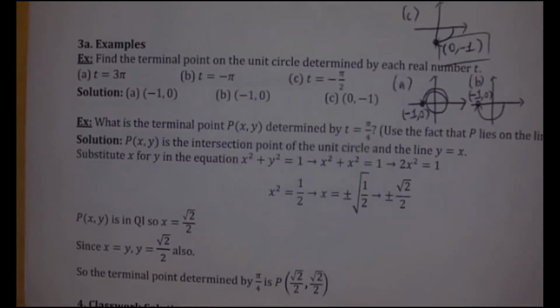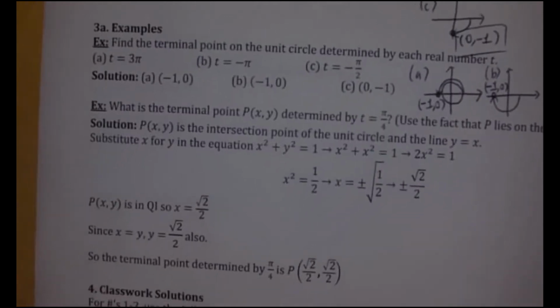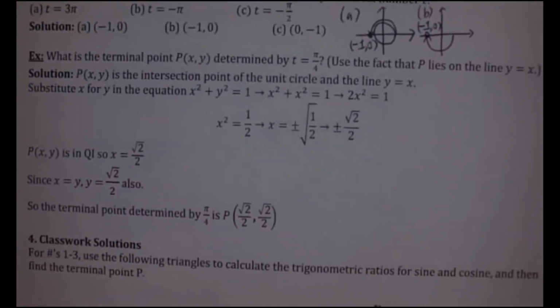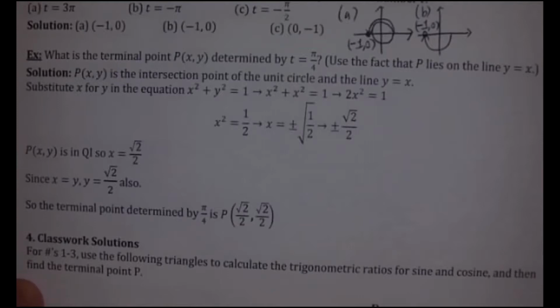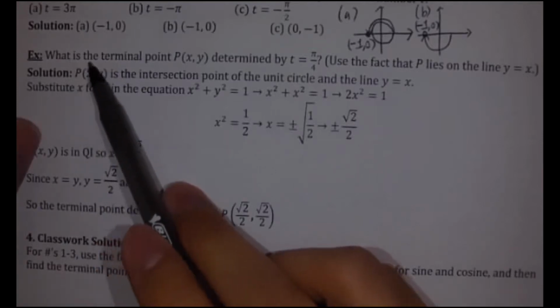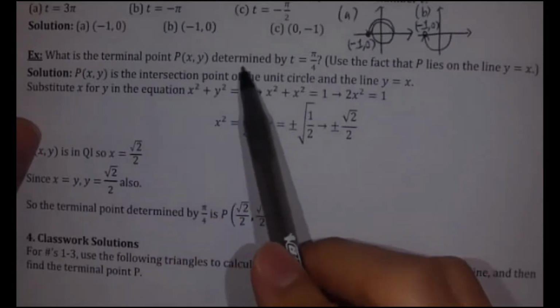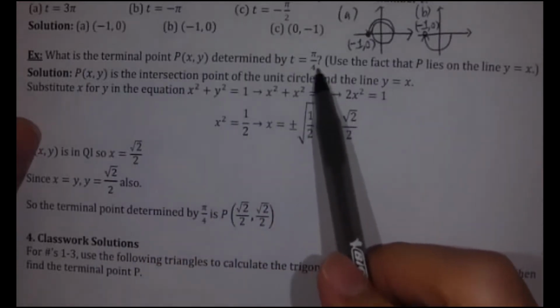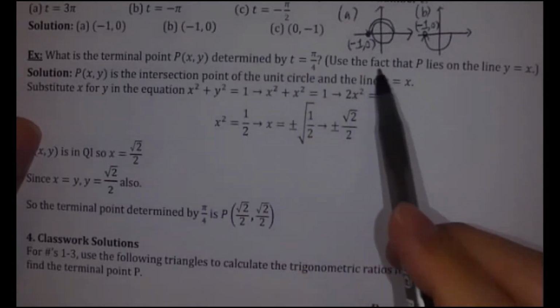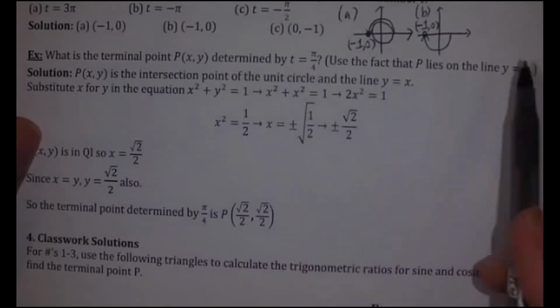Okay, all right, for the next question, actually, let me just stay here on the dot cam because I did want to draw something for this. Okay, sorry, I know this is hard to see, but let me read it for you. So it says, what is the terminal point P(x, y) determined by t equals pi/4? So we have to determine the point determined by pi/4. And we're going to use the fact that P lies on the line y equals x.